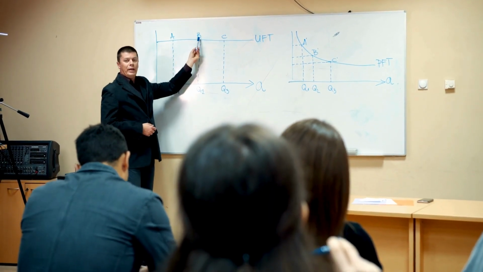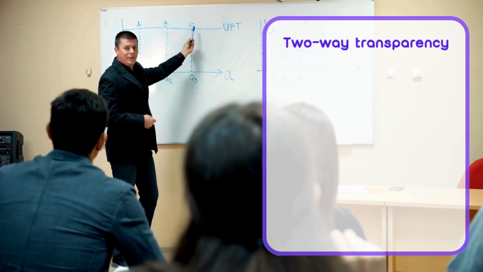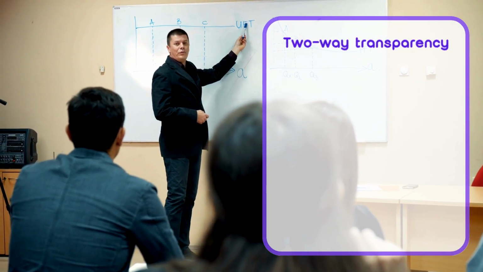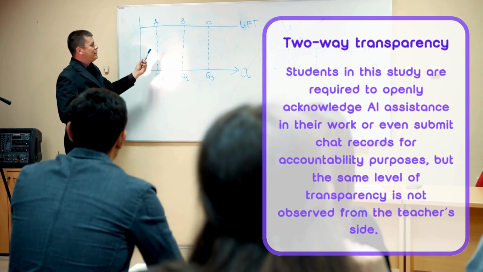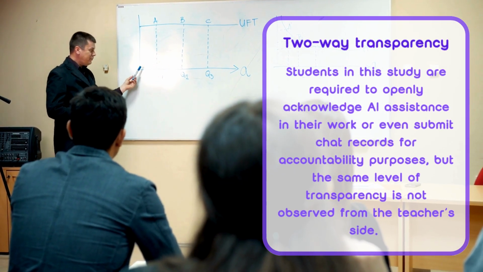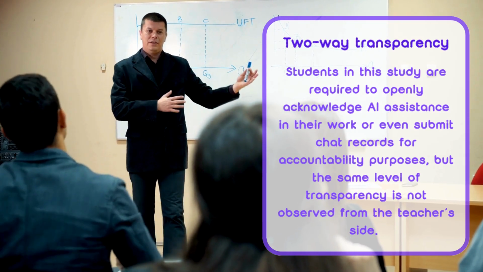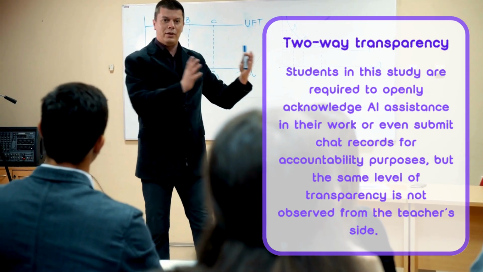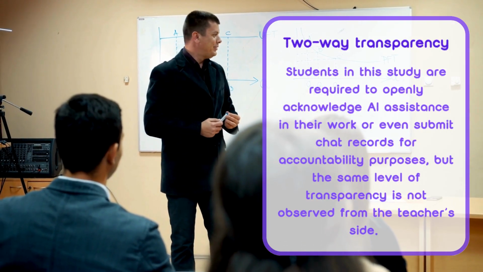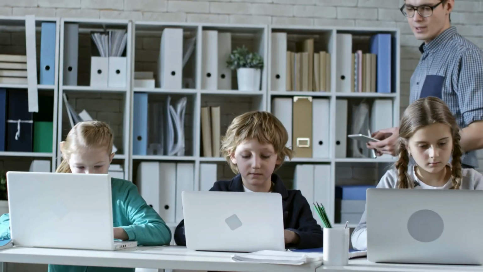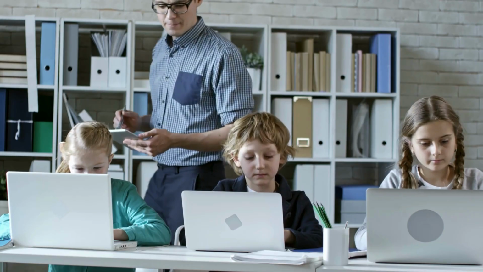First, there needs to be two-way transparency between teacher and student regarding the use of GenAI in assessments. Currently, transparency mostly comes from students, who are required to disclose AI assistance in their work and even submit chat logs for accountability. But the same level of transparency is not achieved on the teacher's side. This imbalance can make students feel monitored and under constant surveillance.